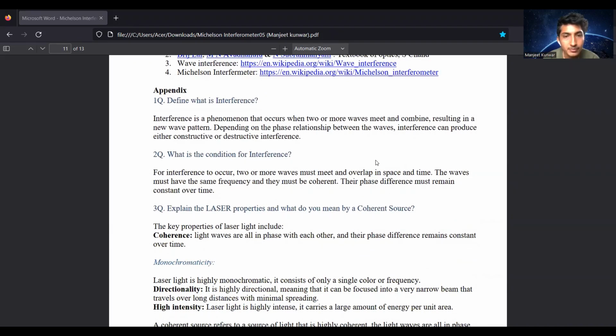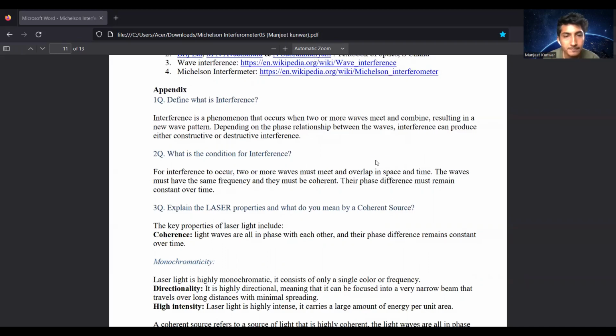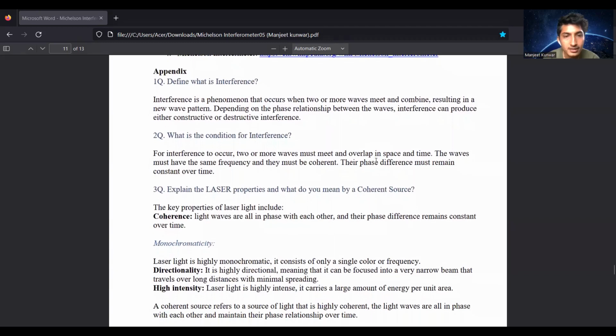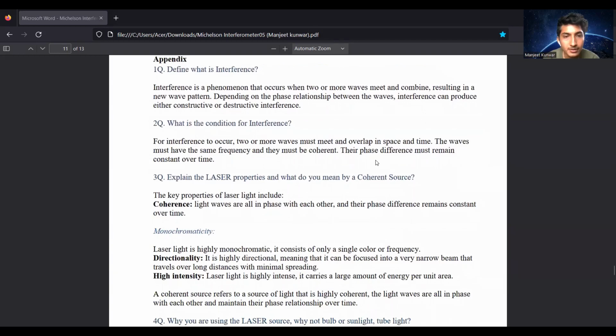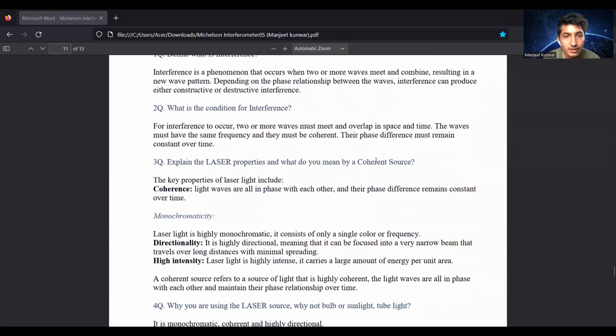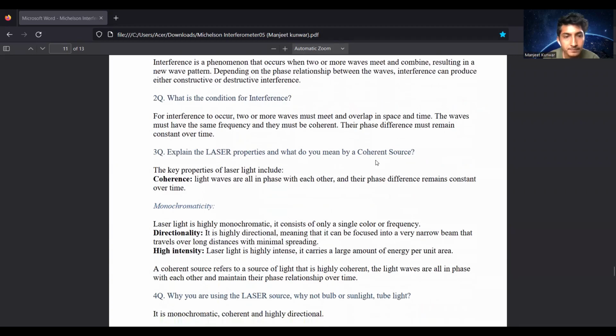The waves must have the same frequency. They must be coherent. Their phase difference must remain constant over time. And third question, explain the laser property and what do you mean by coherent source? The key property of laser light includes coherence. Light waves are in phase with each other and their phase difference remains constant over time.